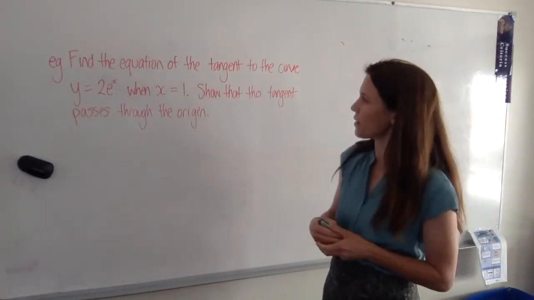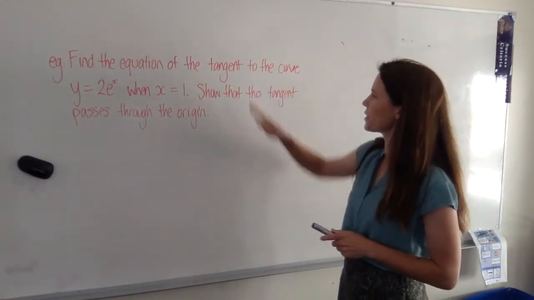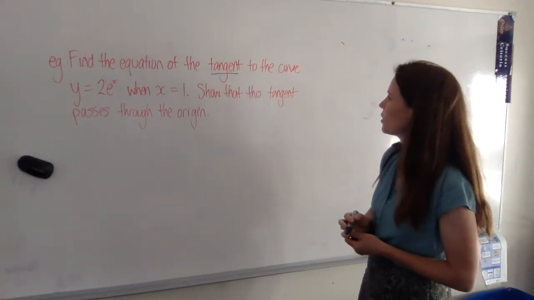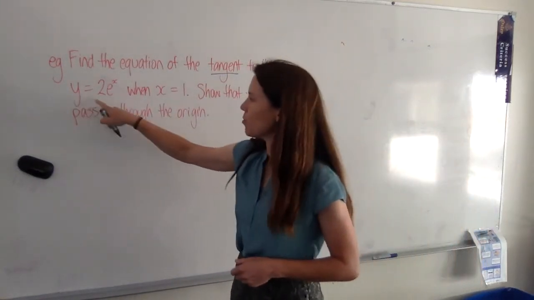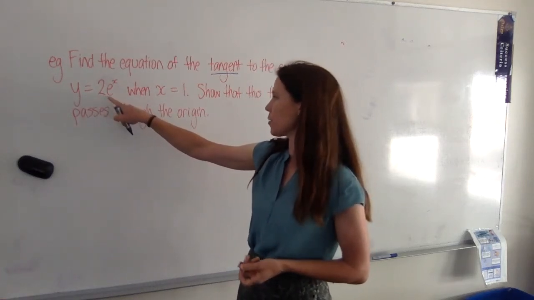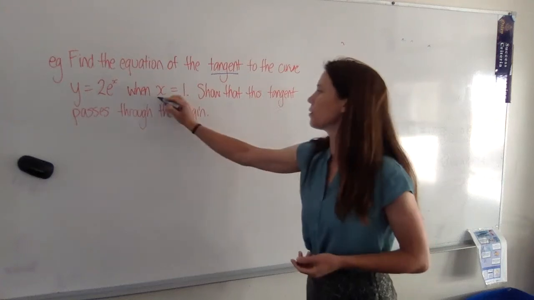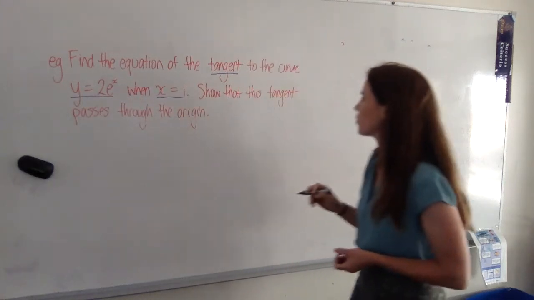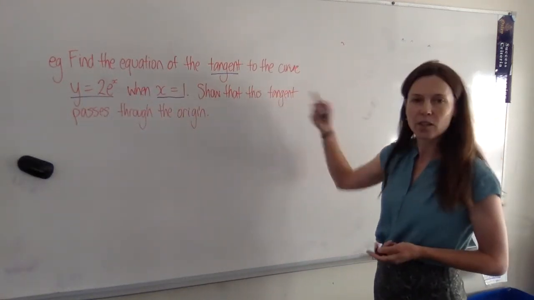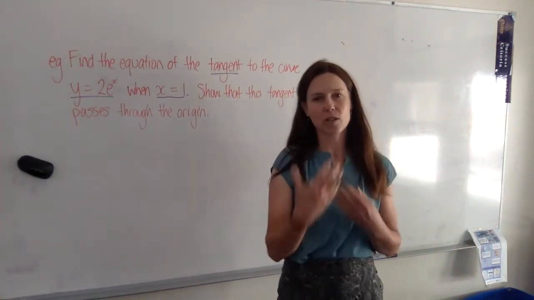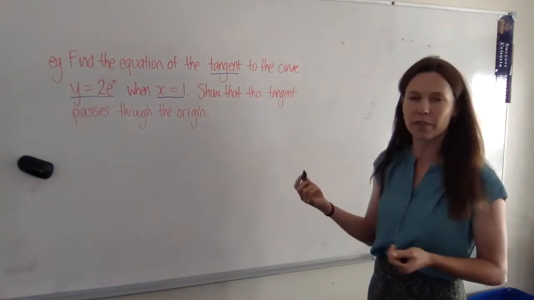Our next example asks us to find the equation of the tangent to the curve, underlining key points is helpful, and the curve is y equals 2e to the power of x. And we want to find the equation when x equals 1. Important points. Then we need to show that this tangent passes through the origin. So we want the equation of a tangent. A tangent is a straight line. So we're looking for the equation of that straight line.